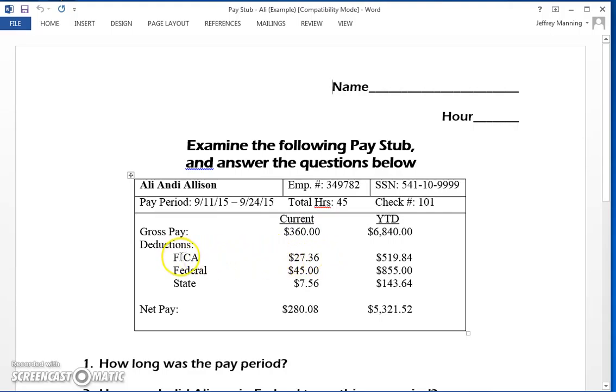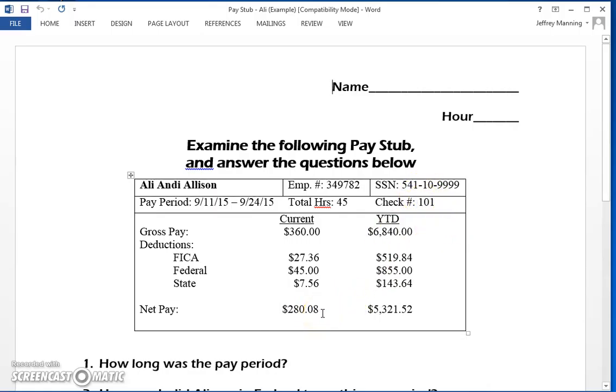So she got $360. Out of that $360, she paid $27.36 to this thing called FICA. We're going to talk more about FICA when we discuss taxes, but basically FICA is Social Security and Medicare. And pretty much every American pays this. You can't get out of it. Allie also paid $45 to the federal government, and she paid $7.56 to the state government. So after her employer took all of that money out of her check, so they subtracted the FICA, the federal, and the state, Allie was left with $280.08. So that's actually how much she received when she got check 101.